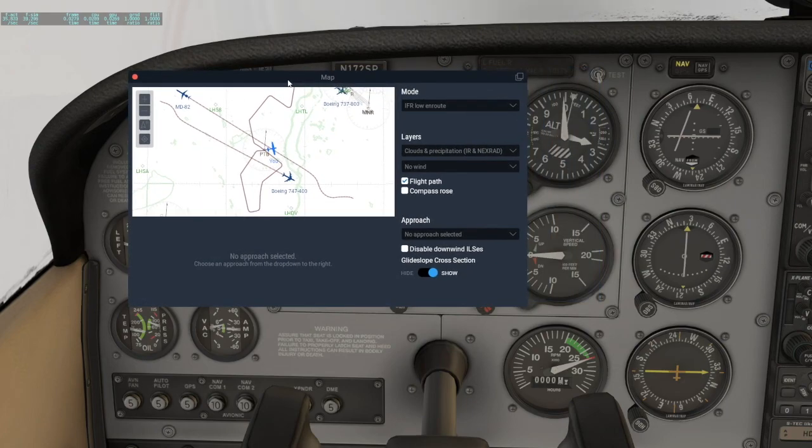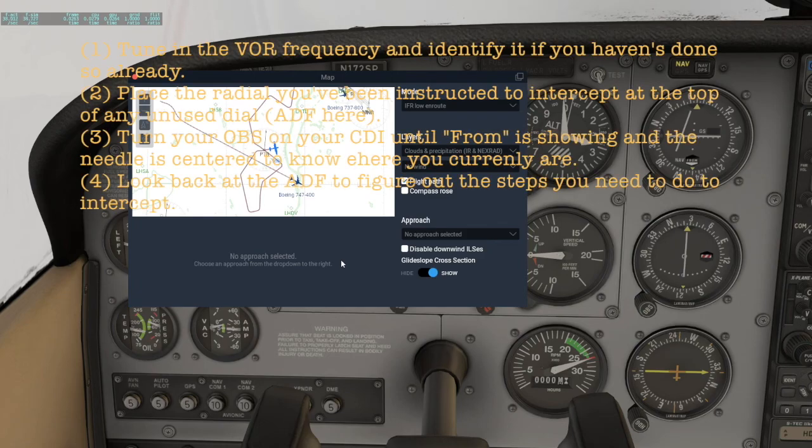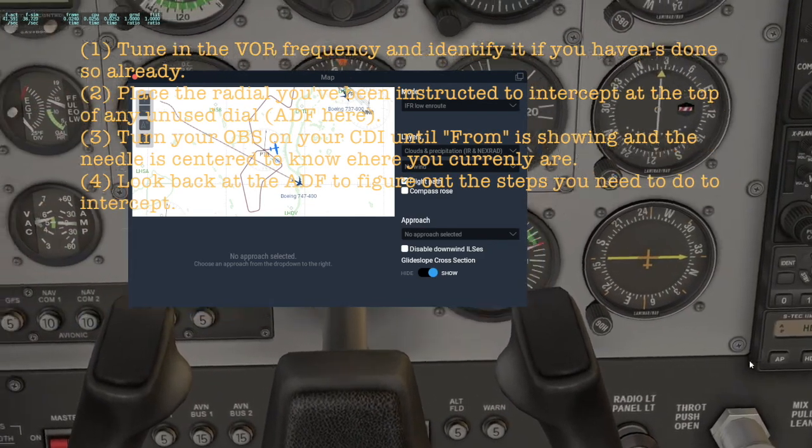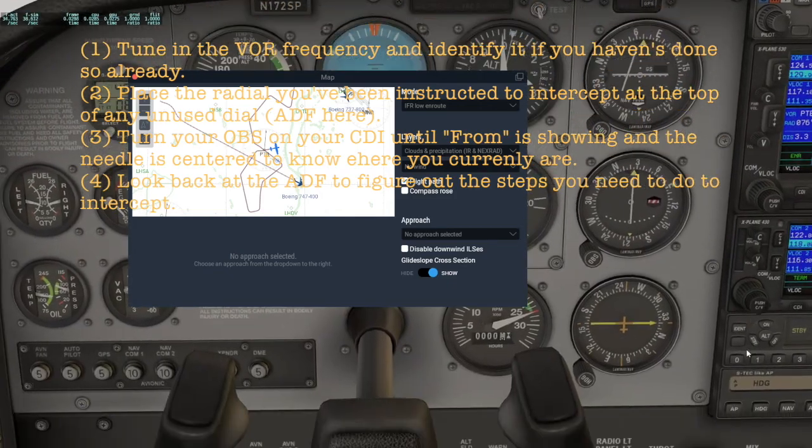Okay, so I can definitely do more exercises in future videos, but I think I've illustrated how to capture or how to intercept outbound and inbound radials properly. And let's go over the steps again very simply, and I'll explain to you here how you would do these steps using the different dials on the plane, the CDI and the ADF and so forth.